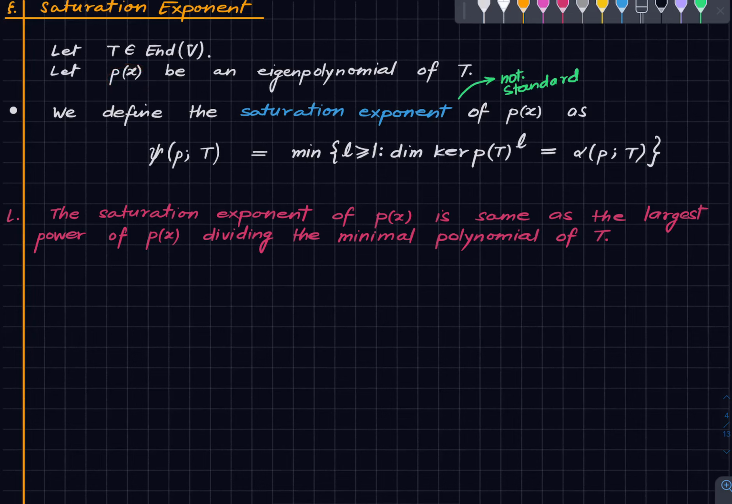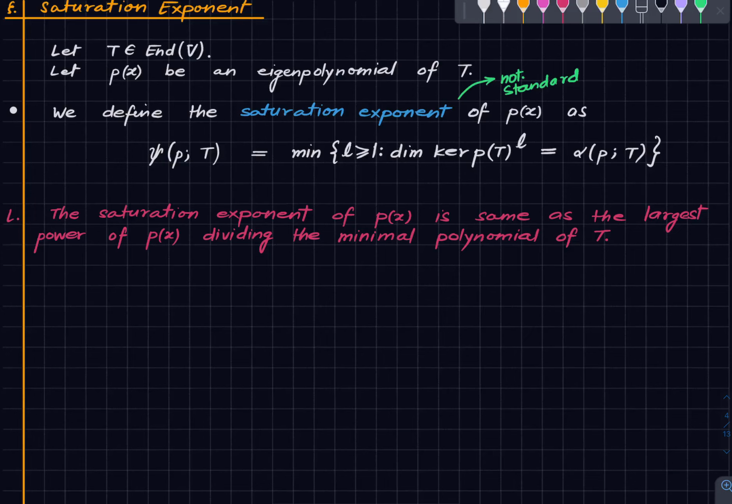It is first of all an irreducible polynomial. Further, it is a factor of the minimal polynomial because eigenpolynomials are precisely the monic irreducible factors of the minimal polynomial. So this does divide the minimal polynomial of t, and we are saying the saturation exponent of px is the same as the largest power of px that divides the minimal polynomial of t. Right? So it's the largest L such that this divides mx, where this is the minimal polynomial.